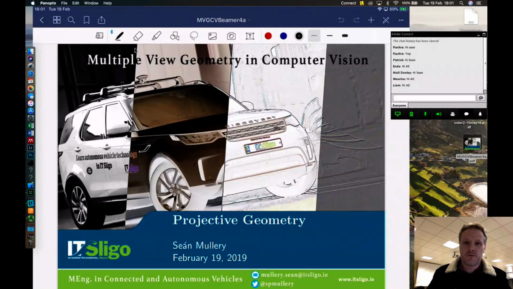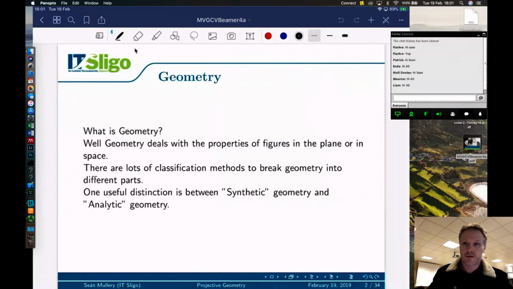So this is the first of two parts on this material, where we're going to be looking at projective geometry first of all, and then next week we're going to look at the actual modeling of the camera and how the camera would do a projective transform on the 3D world, but that'll be for next week. For this week we need to discuss the whole idea of projective geometry first of all.